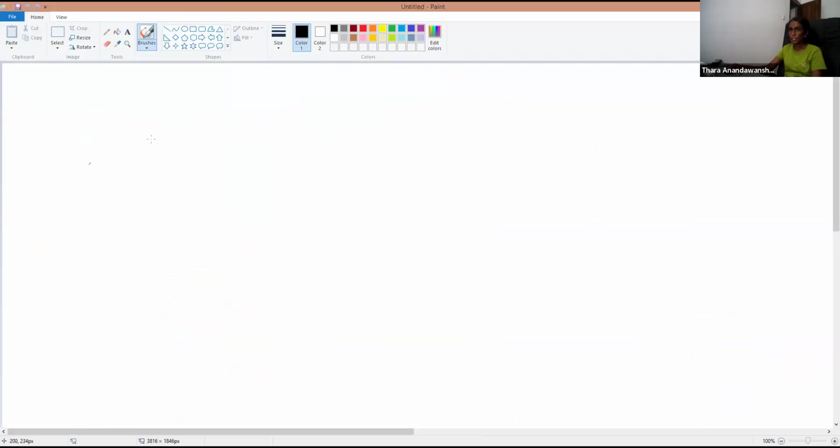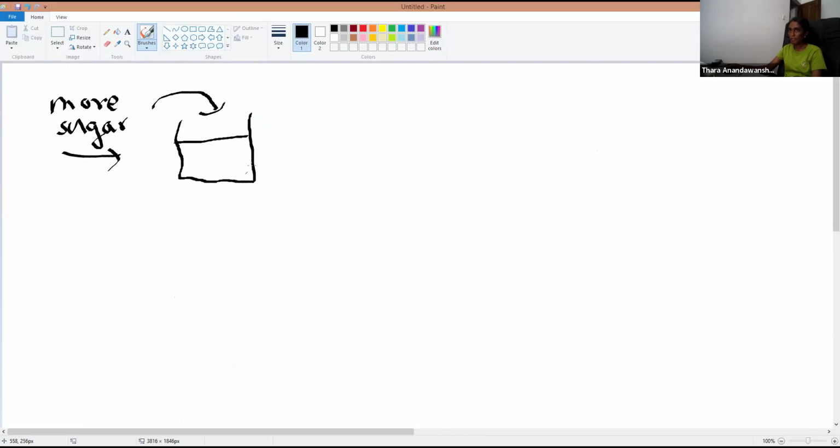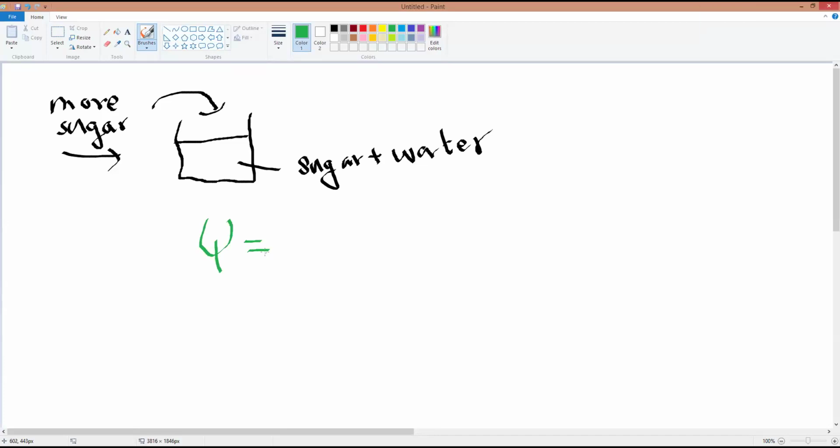I'm going to the third diagram. You're dissolving, now there's a sugar solution. You're dissolving more sugar. Here is sugar plus water already. Right, now tell me what will happen to psi values here. Decrease. More decrease, no?